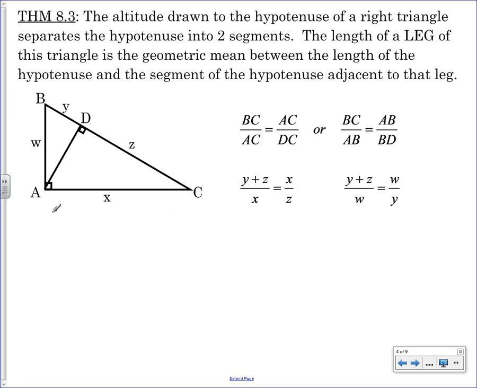Okay. So I'm going to start with W. W would be equal to the square root of something times something. That's what geometric mean means. It's the square root of two things times each other. So this leg is equal to the square root of the piece adjacent to it, so the y, times the whole hypotenuse. That would be y plus z. I'm going to say it again. The leg, W, is equal to the square root of this piece times all of it. So y times all of it would be y plus z. Do you guys see that?